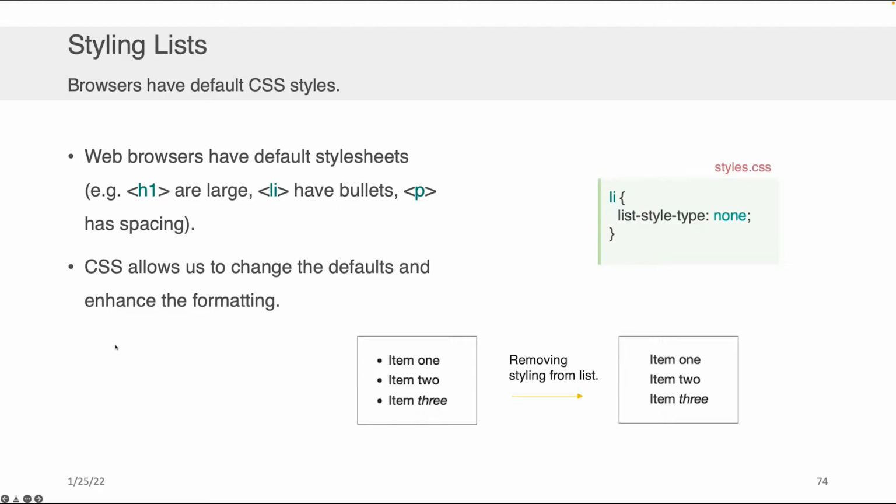As I alluded to at the start of this component in our lecture, web browsers do have default styles. H1s are large, list elements have bullets, paragraphs have spacing, so on and so forth, right? But you can use CSS to change those defaults and enhance the formatting. So let's look at some examples. The list element, li, if we updated the CSS to say that list style type was none, we would move from a representation that you see here, item 1, item 2, item 3, with bullet points on the left, to a representation that had no bullet points because we specified that in our style sheet.